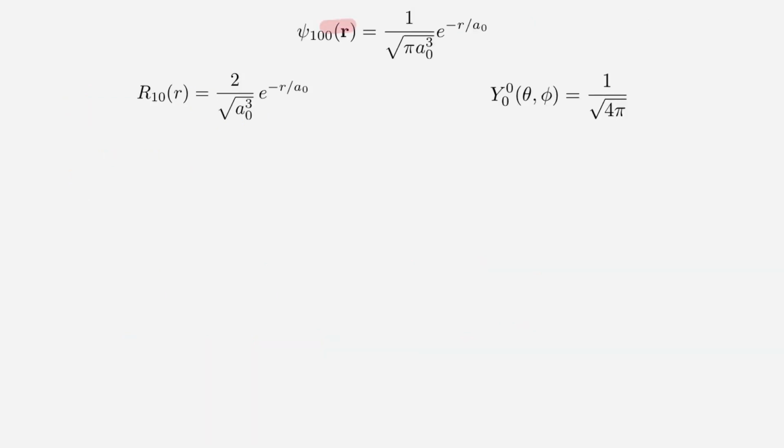It is great to have this mathematical expression for the ground state eigenfunction, but it would be helpful to also visualize it. Unfortunately, we cannot fully visualize it because it depends on 3 coordinates, which means that we would need a 4-dimensional space to draw it fully. And what we will do instead is to separately visualize the radial part and the angular part.